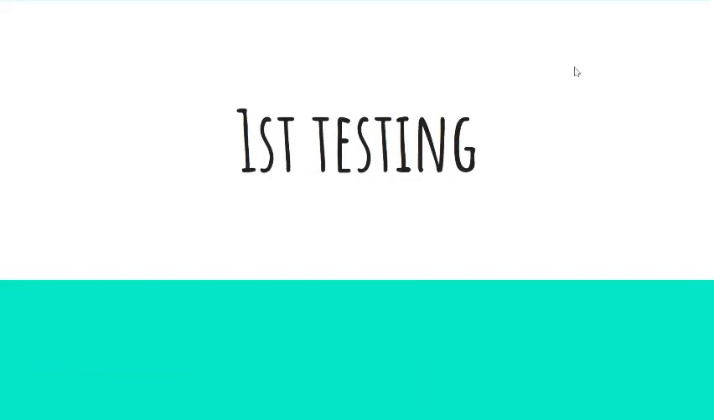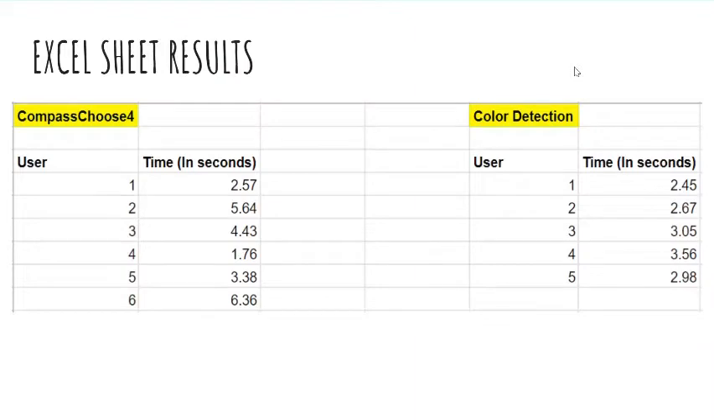Now comes the time to test in the real world. In our first model where we used a compass, we found that it was pretty quick for some of the users, but for most others, it was not very intuitive. The fastest time which we got here was 1.7 seconds, but the slowest one was 6.3 seconds.